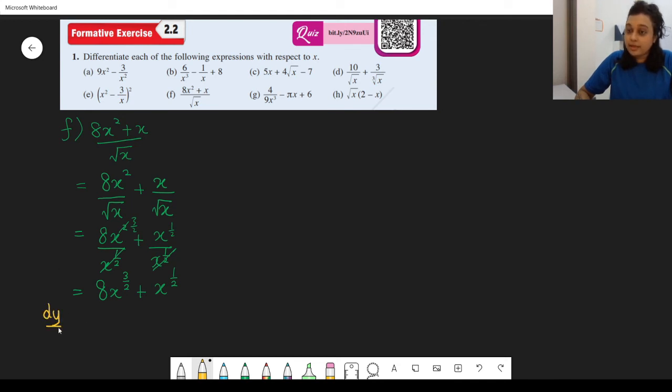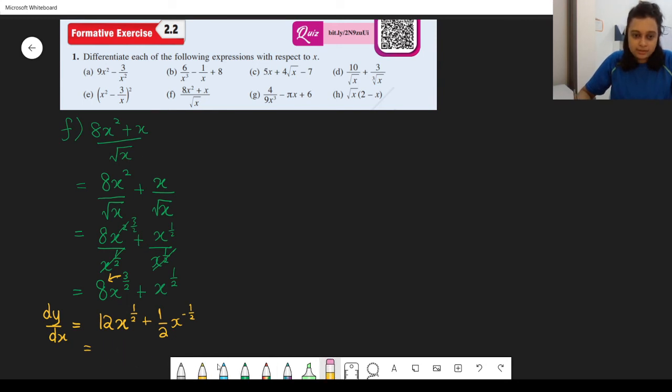So dy dx equals to 8 times 3 over 2 is 12. So here becomes 12x. So 3 over 2 minus 1, we get half, plus 1 over 2x. 1 over 2 minus 1 is negative 1 over 2. So the final answer, you can write 12 square root x. You can write this way.